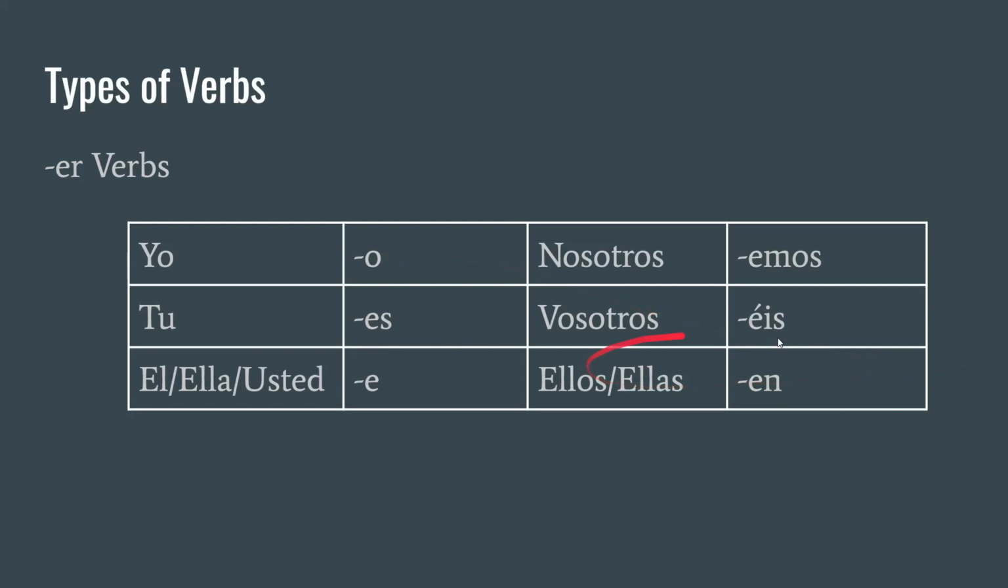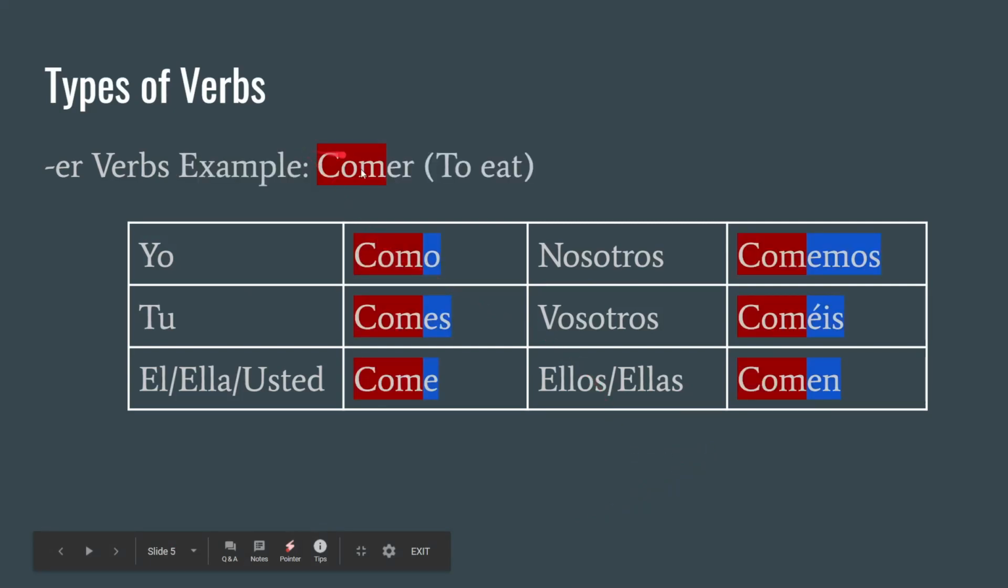ER is very similar. You can see it's very similar to AR form, except now instead of A's, we just have E's because the verb ends in ER. So that's a small change. And the example in this case is going to be comer, which is to eat. So you can see again, we take the base of the verb, which is right here, and we're going to be replacing the end with the appropriate ending. So yo como, tú comes, él, ella, usted come, nosotros comemos, vosotros coméis, ellos, ellas comen.